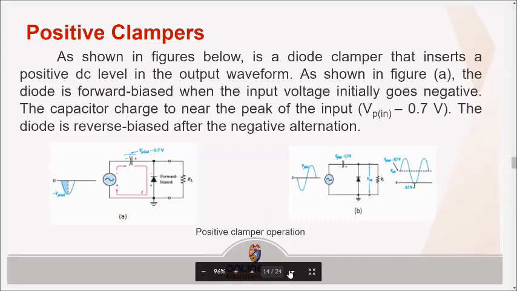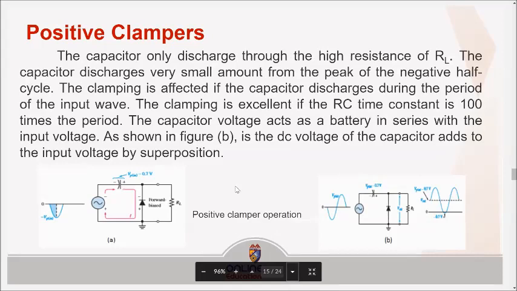Okay, we are done with the positive DC level or positive clamper. How about the negative clamper? Okay, it's a continuation also.